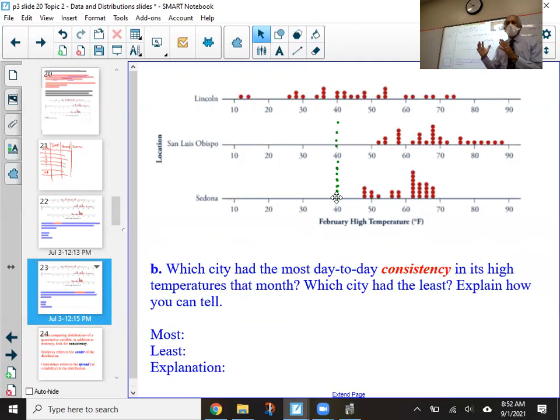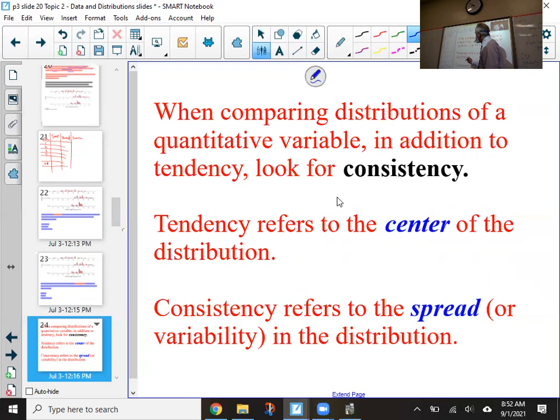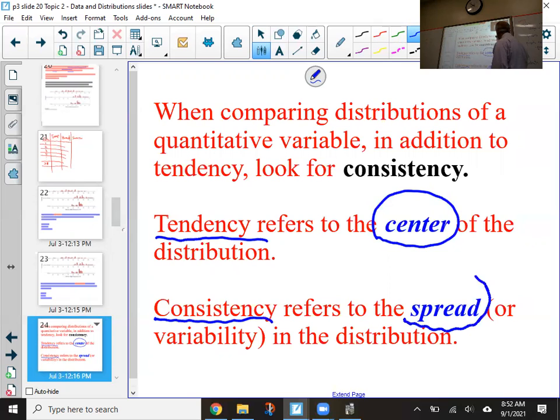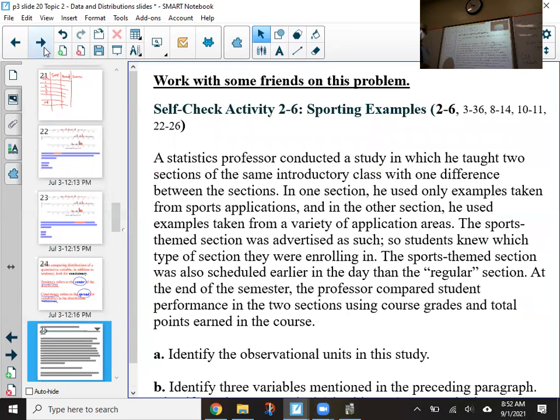So we're looking at these dot plots to try to recognize center and spread. Again, it just repeats it here. Tendency: drive this word in, because when you see the word tendency, you're looking for the center of the distribution. When you see the word consistency, you're looking for the spread or the variability. Variability is going to be a big word in the distribution. Okay, and then it's the self-check activity, which is a different video.